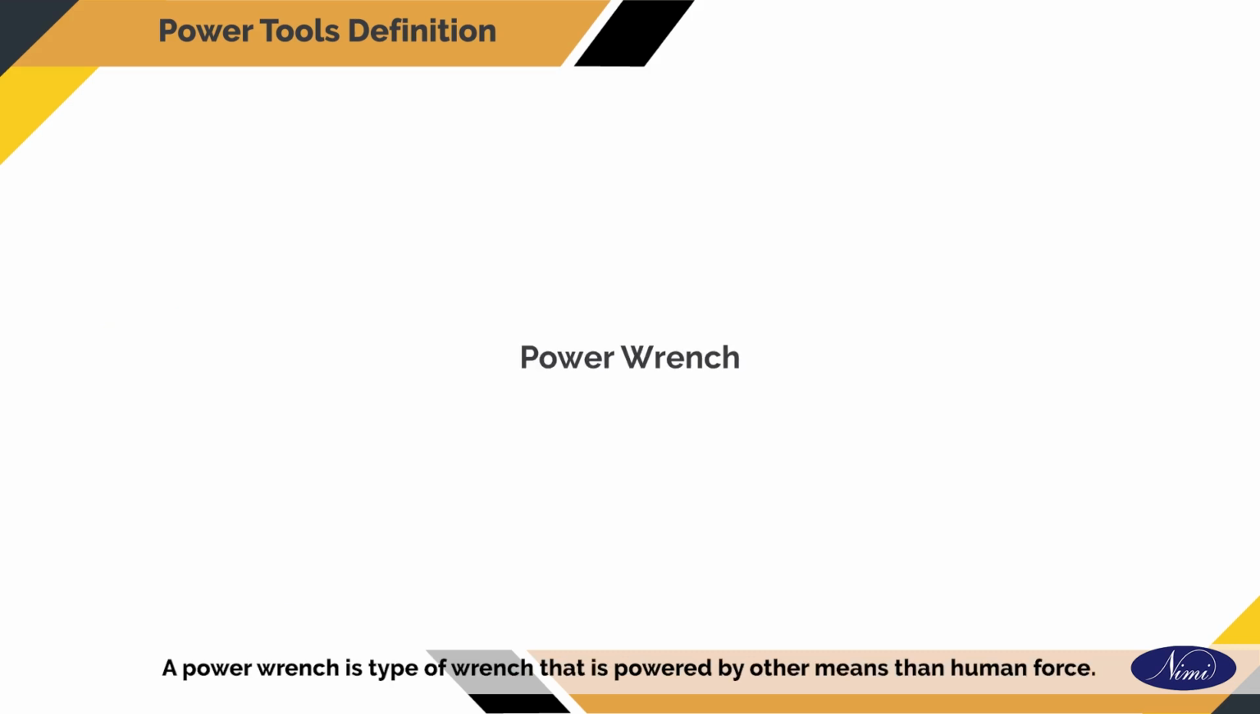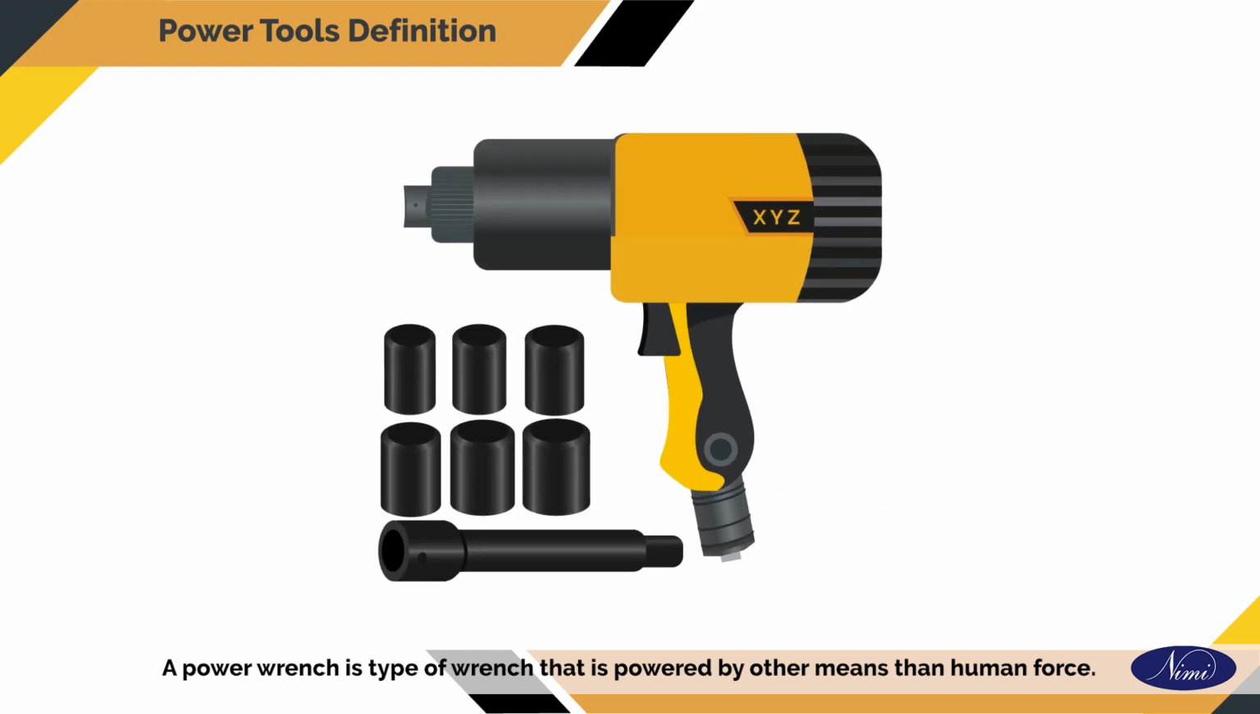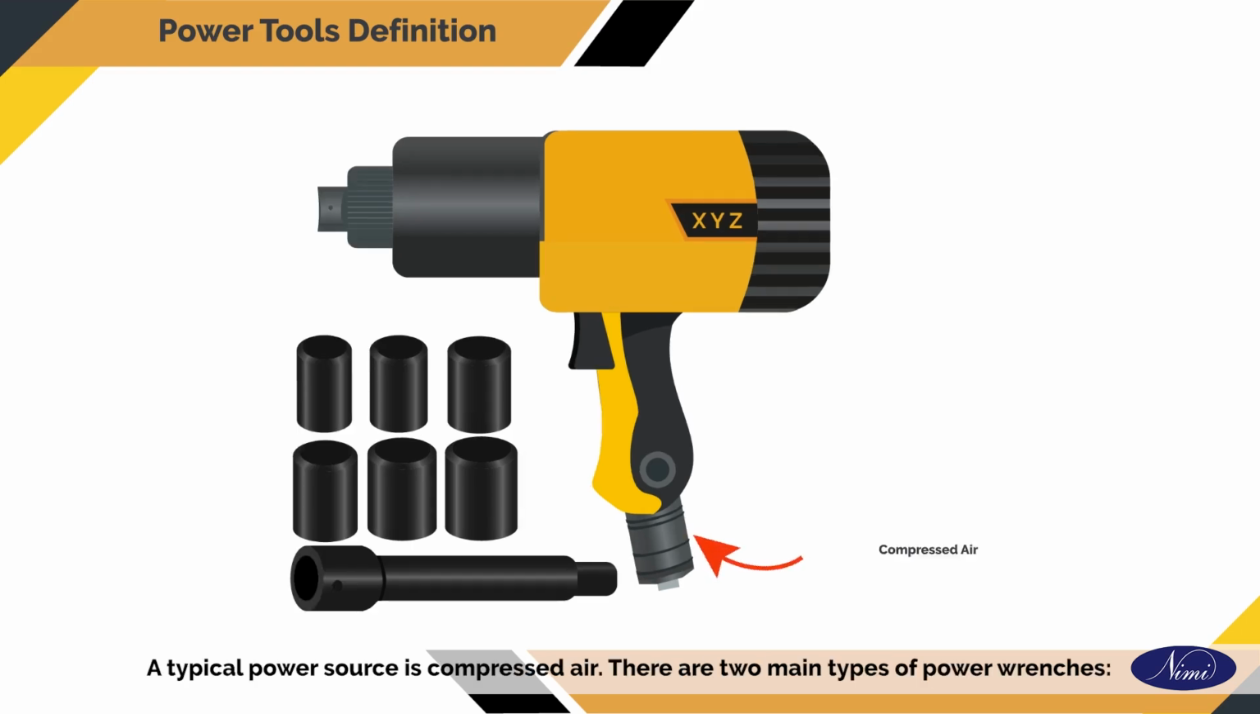Power wrench. A power wrench is a type of wrench that is powered by other means than human force. A typical power source is compressed air. There are two main types of power wrenches.